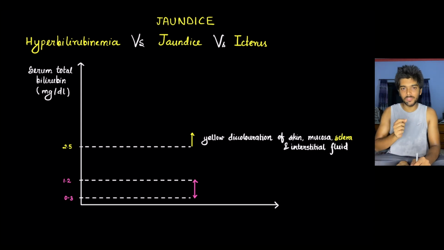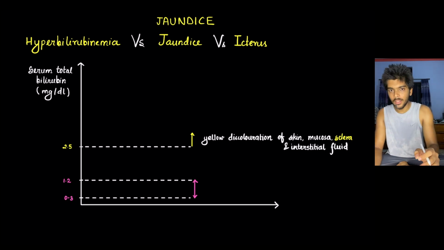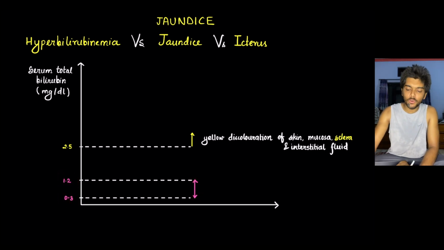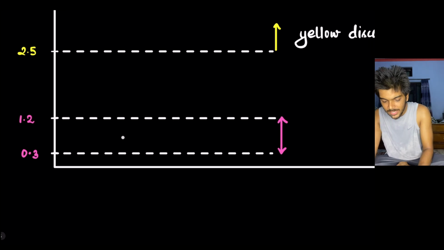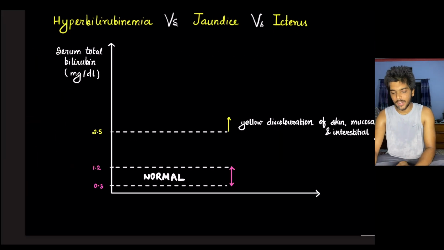So first things first, what is the difference between hyperbilirubinemia, jaundice, and icterus? Within your blood, the total bilirubin level normally is 0.3 milligram per deciliter to 1.2 milligram per deciliter. So this is the normal range of total bilirubin in your serum or blood.